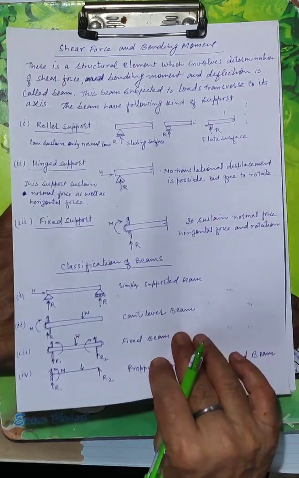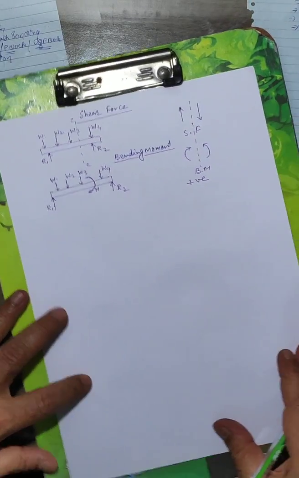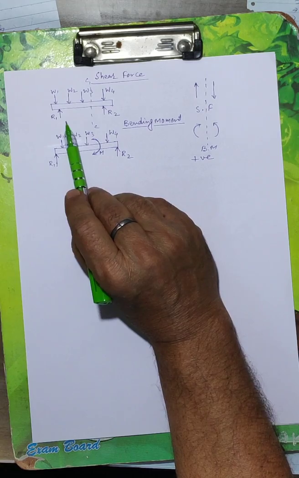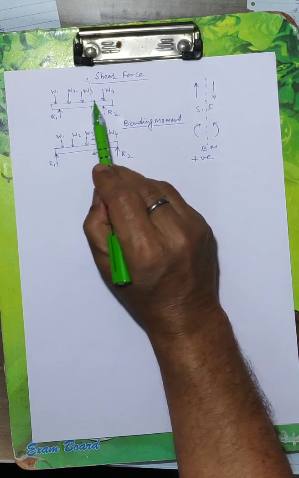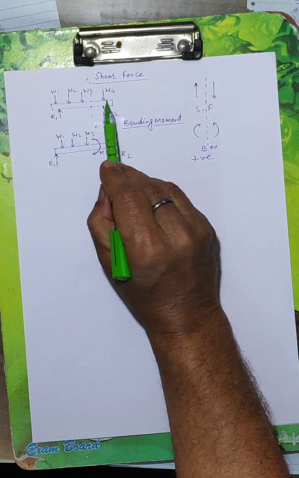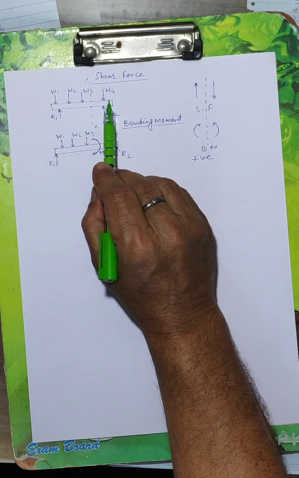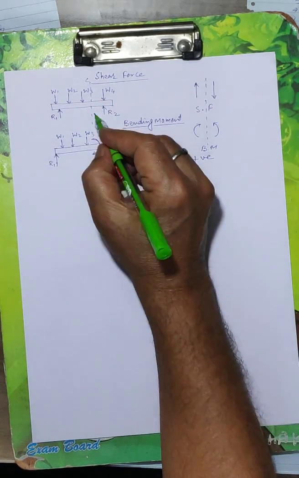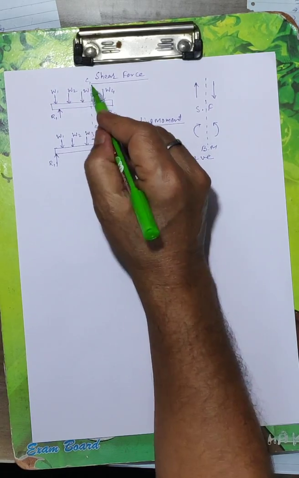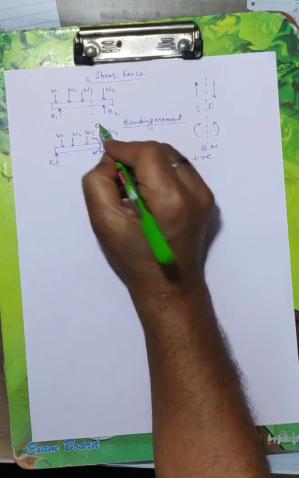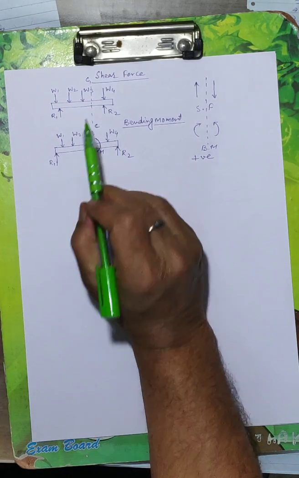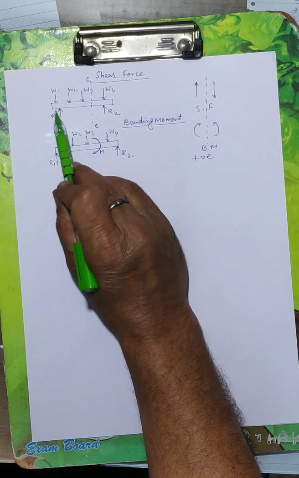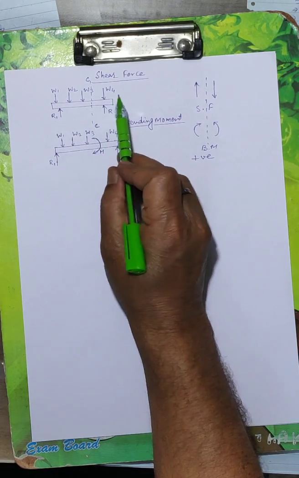Now, next is shear force. We will study the shear force. What is shear force? There is a simply supported beam, and there are a number of forces acting on this beam, W1, W2, W3 and W4. If we want to calculate the shear force at this section CC, then shear force at this section will be equal to the algebraic sum of all the forces either left side of this section or right side of this section.